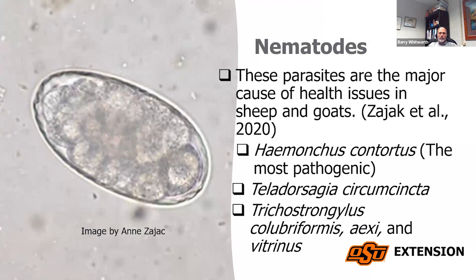Unfortunately, we changed the name of Teladorsagia. It used to be easy to remember by the acronym HOT, but no longer, because Teladorsagia is no longer Ostertagia circumcincta, it's Teladorsagia circumcincta. So you'll just have to remember HTT.